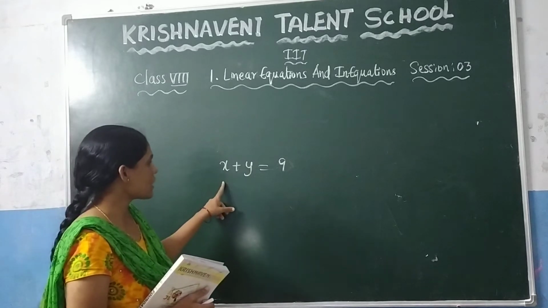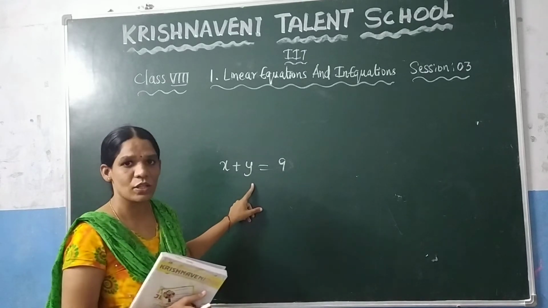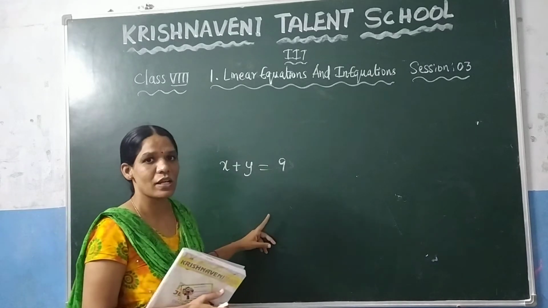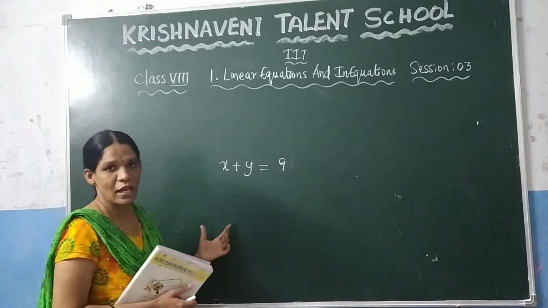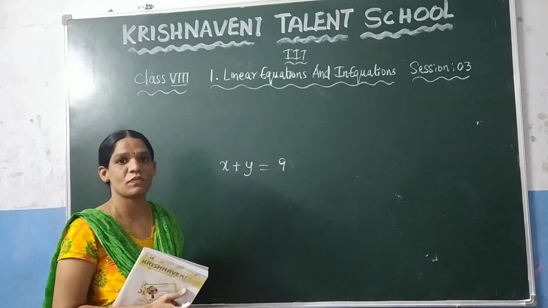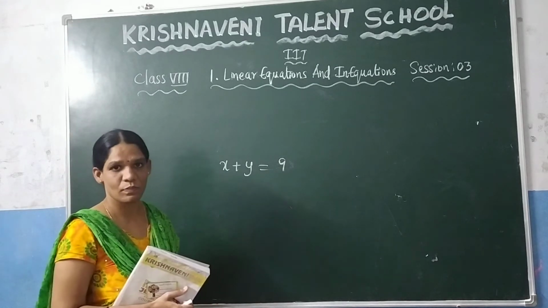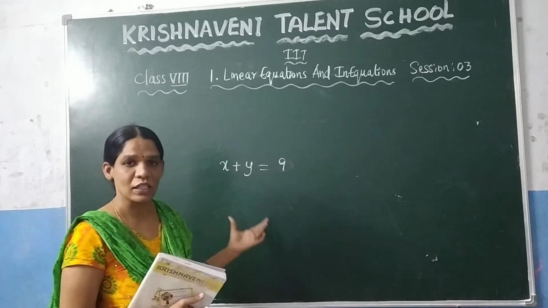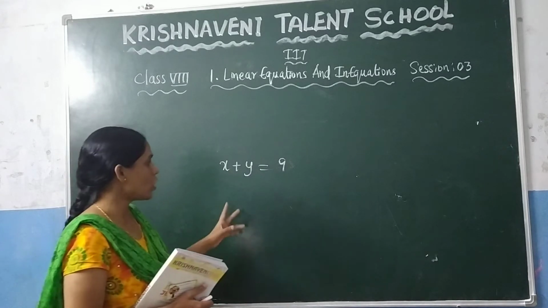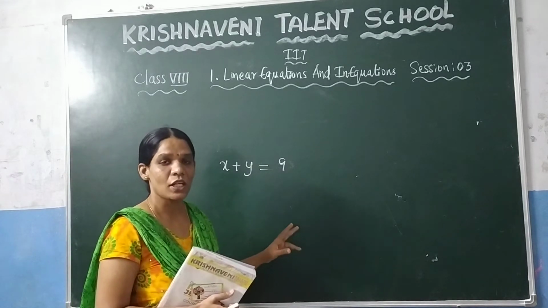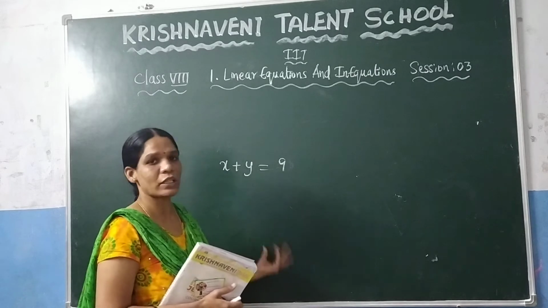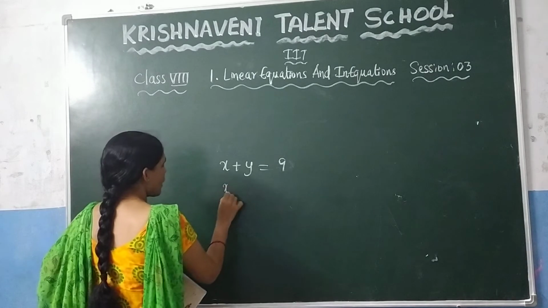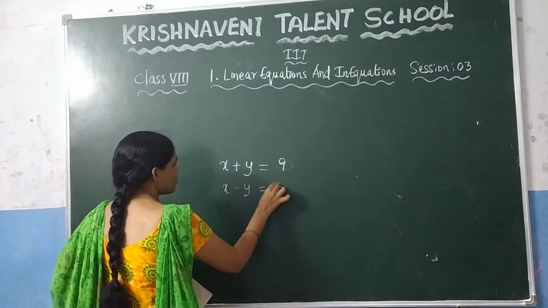Because if you take x value as 1, you will get y value as 8, and similarly if you take x value as 2, you will get y value as 7. You will not get a unique value from this linear equation if it contains two variables x and y, because it contains only one equation, so we cannot find the value of x and y. If you want to find the value of x and y, you need one more condition or one more equation. Suppose you are given one more equation, x minus y is equal to 5.